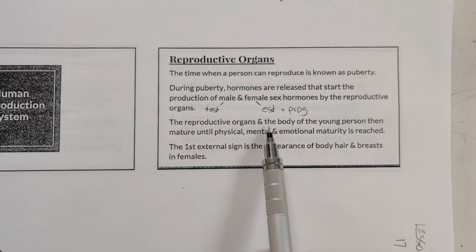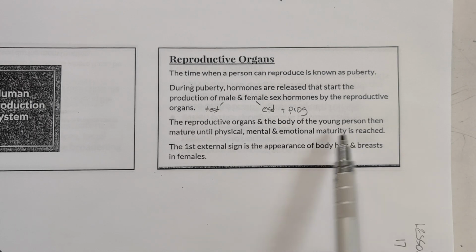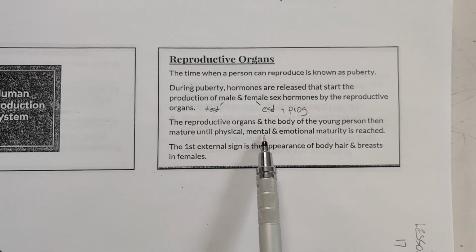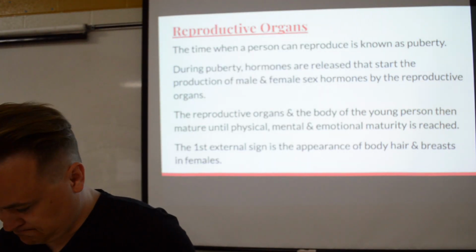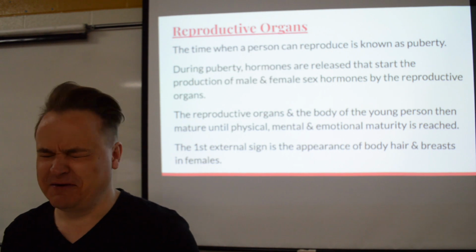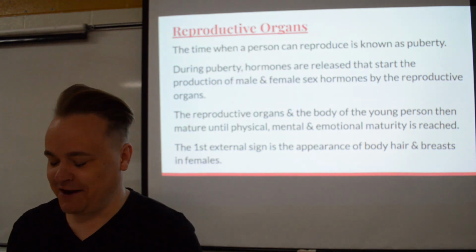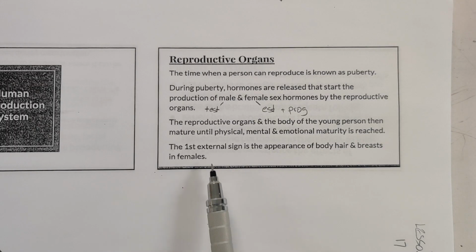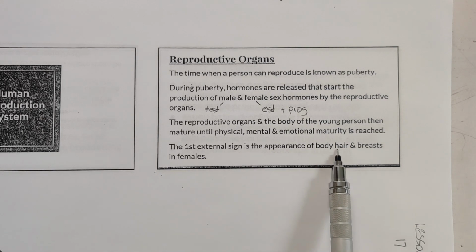The reproductive organs and the body of the young person then mature until physical, mental, and emotional maturity is reached. Lots of jokes about emotional and mental maturity with puberty, but I won't make those today. The first external sign is the appearance of body hair and breasts in females.